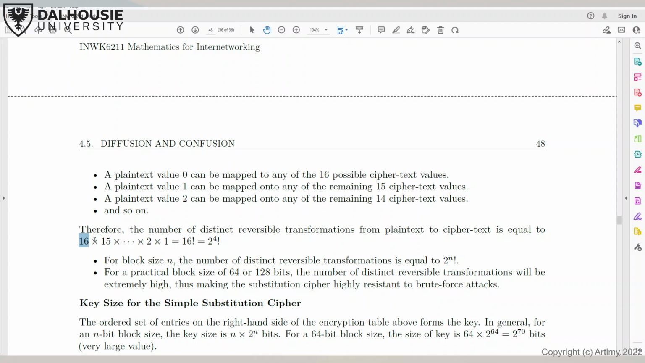Here 16 multiplied by 15 multiplied by 14 multiplied by 13 and so on, that's 16 factorial, right? And the 16 is actually 2 to the power 4, right? The 4 bits. So for 4-bit, we can have 2 to the power 4 factorial ways to generate ciphertext. Now, if we have 8 bits, that becomes 2 to the power 8 factorial. So we'll see here that the more bits, the more ways we can do that, and the harder for somebody to figure out how to decrypt the message.